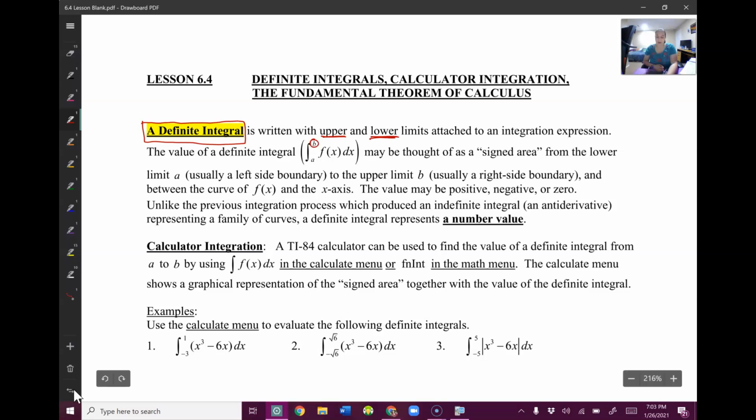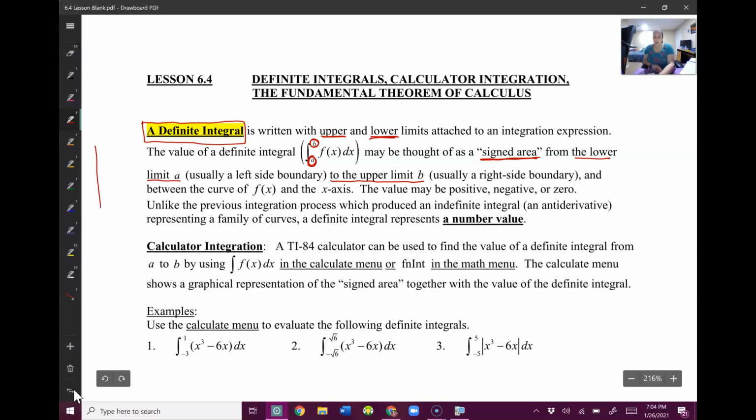So this would be called my upper limit. This would be my lower limit. Now this may be thought of as a signed area, which we'll talk about more in just a second, from the lower limit A, usually the left side boundary, to the upper limit B, usually a right side boundary, between the curve and the x-axis.